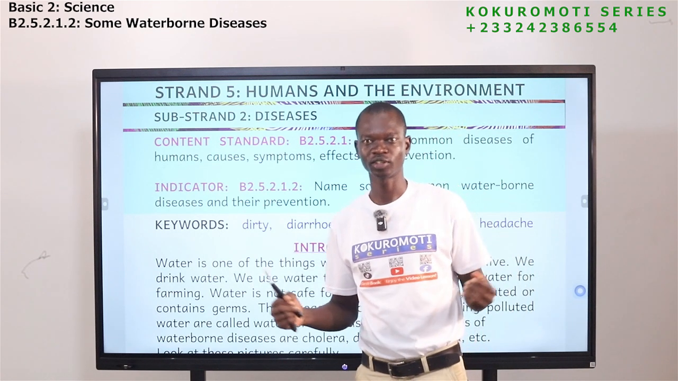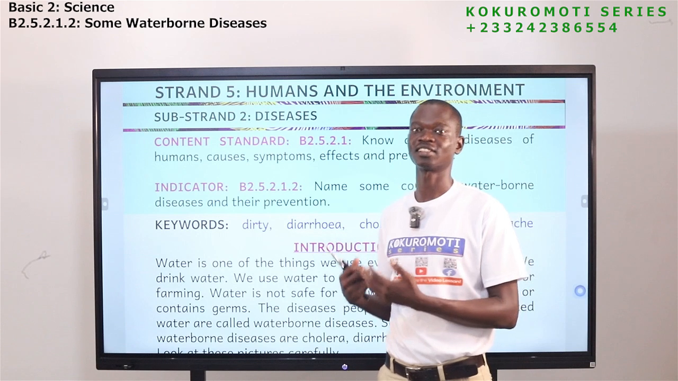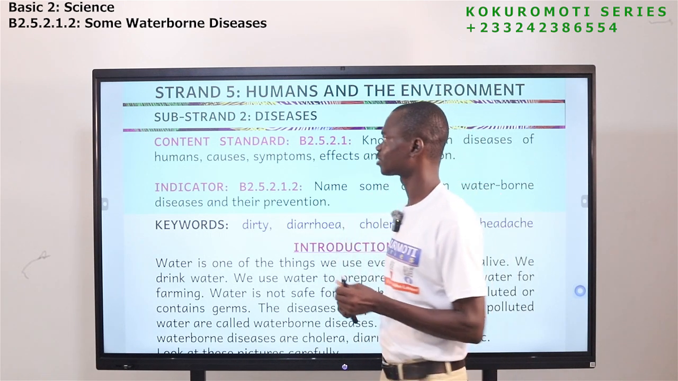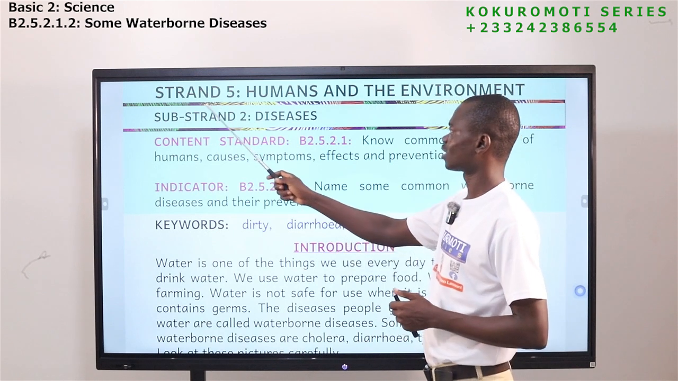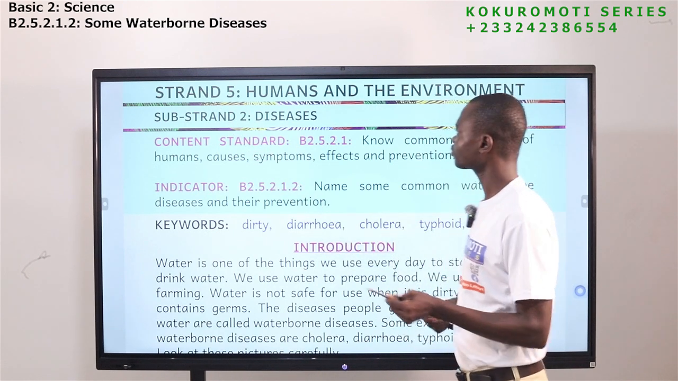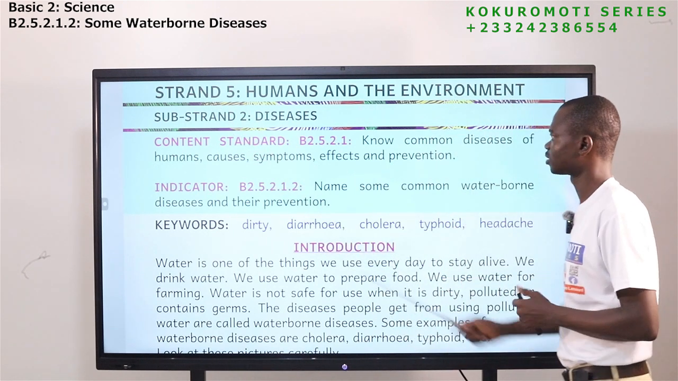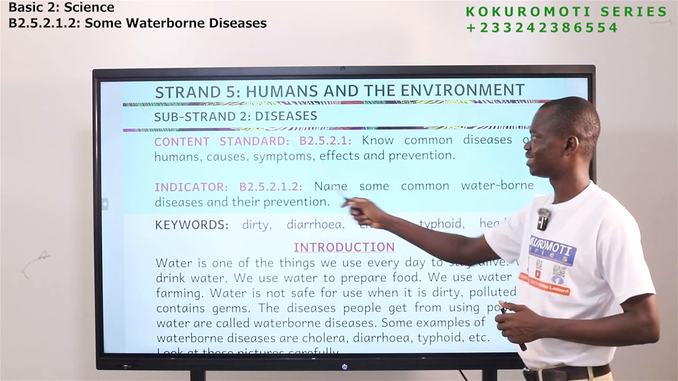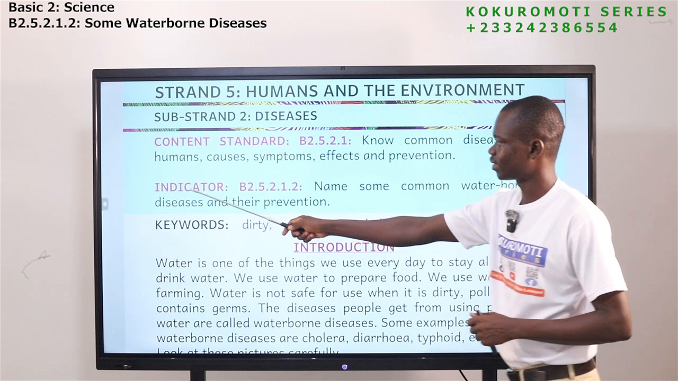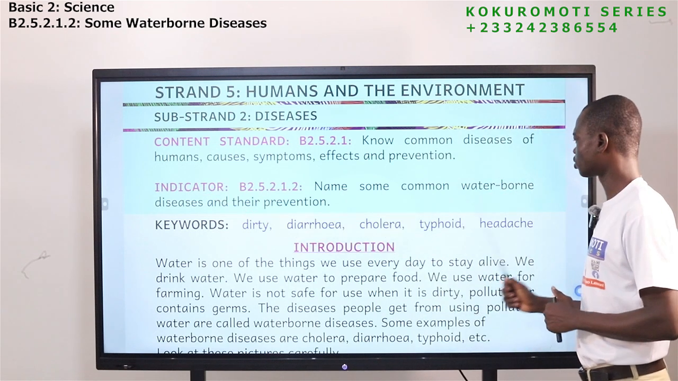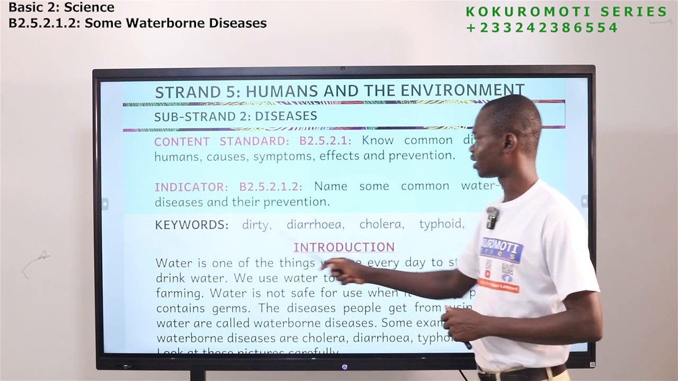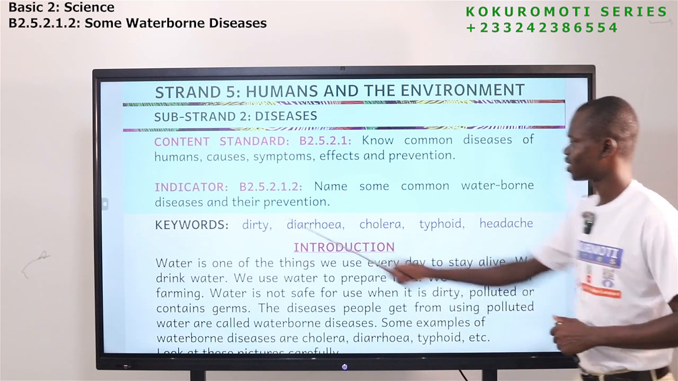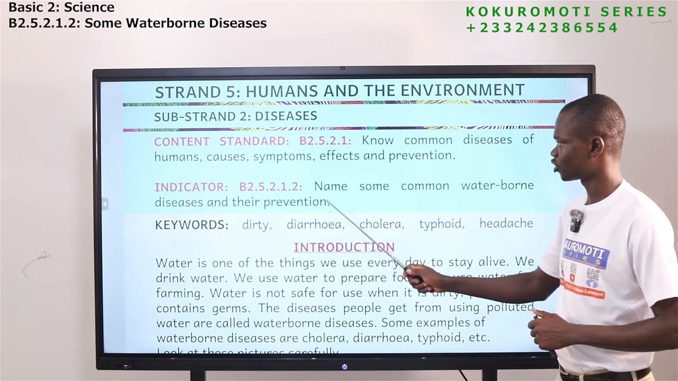Today we have science for Basic 2. If you are in primary or JHS, this lesson is also good for you, so pay attention. Today we are looking at Strand 5, Humans and the Environment. Substrand 2, Diseases. The indicator: name some common waterborne diseases and their prevention.